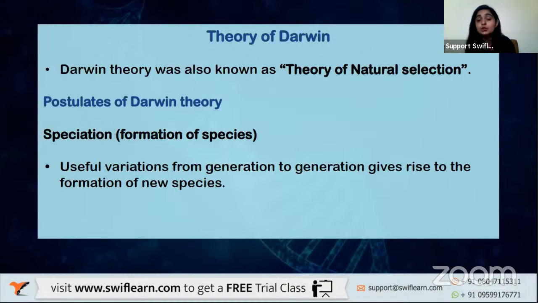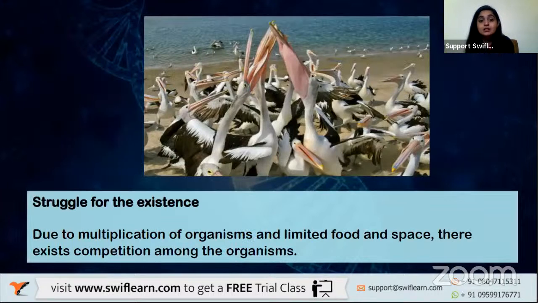Now, what was the theory of Darwin? Darwin theory was also known as the theory of natural selection. So, postulates of Darwin theory: speciation, the formation of species. Useful variation from generation to generation gives rise to the formation of new species. Struggle for existence: due to multiplication of organisms and limited food and space, there exists competition among the organisms, right? Of course it's everywhere, not just in animals.